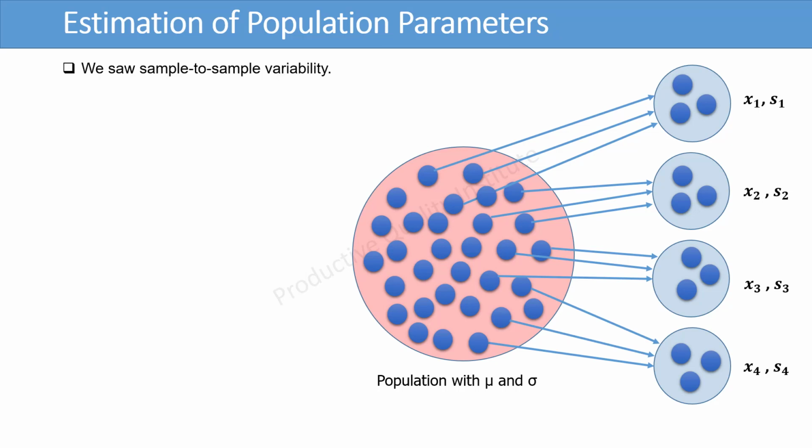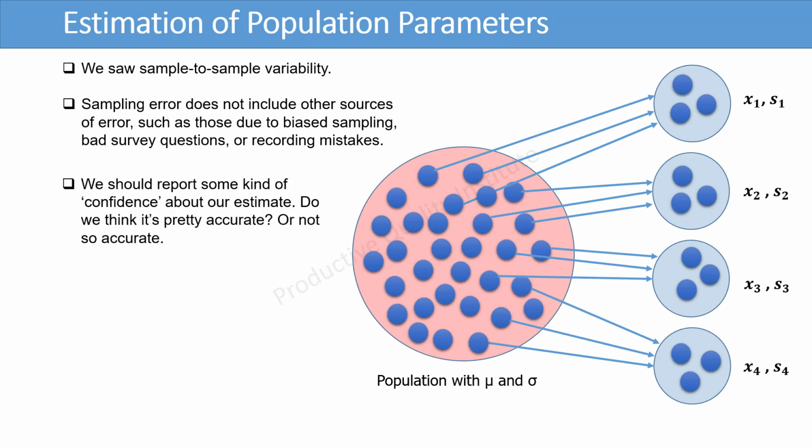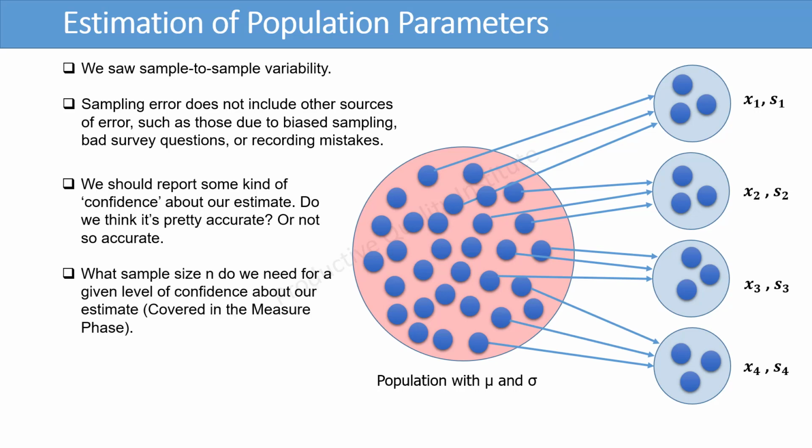We saw sample-to-sample variability. Sampling error does not include other sources of error, such as those due to biased sampling, bad survey questions, or recording mistakes. We should report some kind of confidence about our estimate. Do we think it's pretty accurate, or not so accurate? What sample size n do we need for a given level of confidence about our estimate?